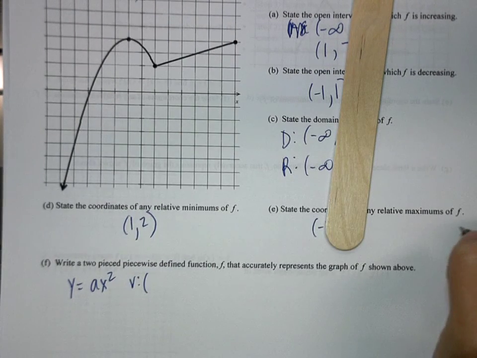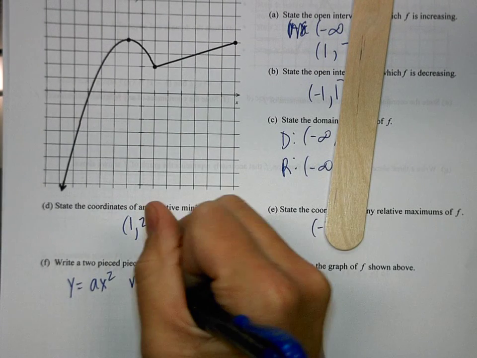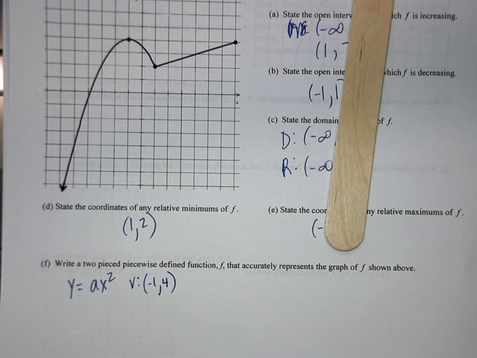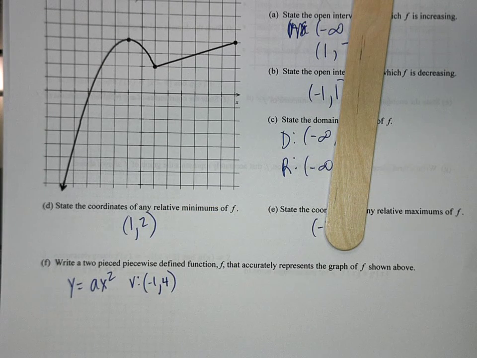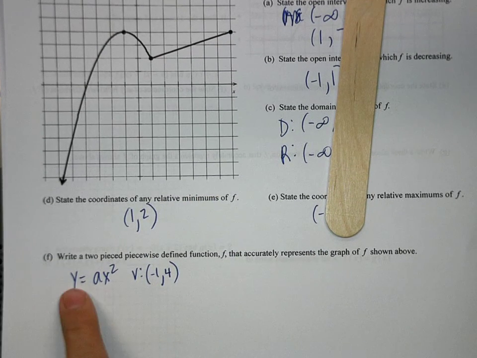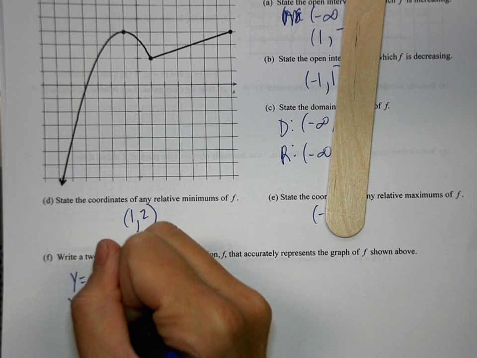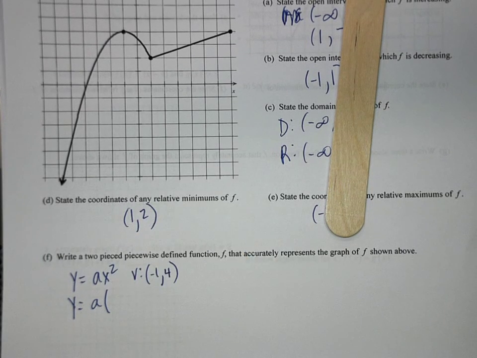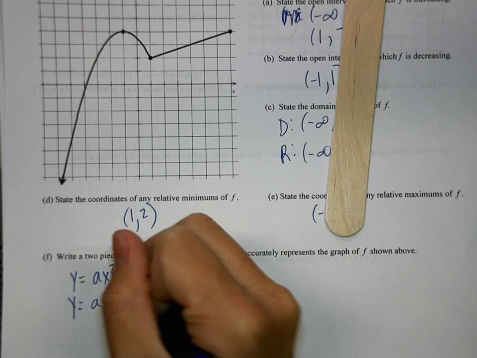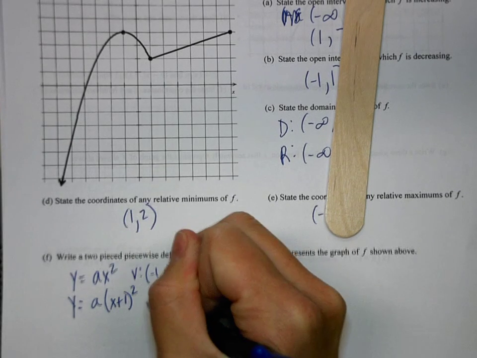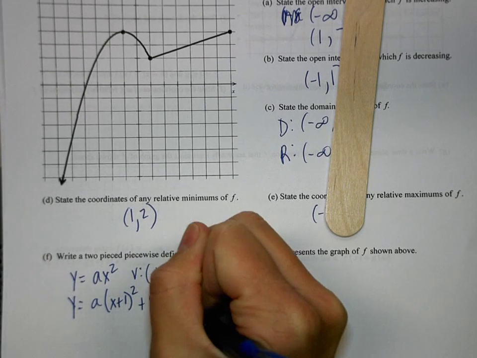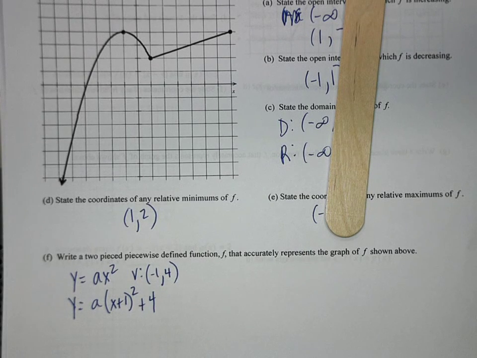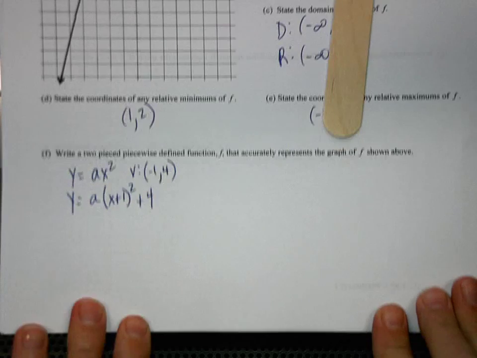-1,4, do we agree with that? That's at the point -1,4. So if I'm plugging that into this equation, we would write that as y equals a, and then it's going to be what inside? x plus 1 squared, and at the end we have plus 4. So remember, whatever goes in parentheses is the opposite. I'm going to move this up here for just a minute so you guys can see it better.